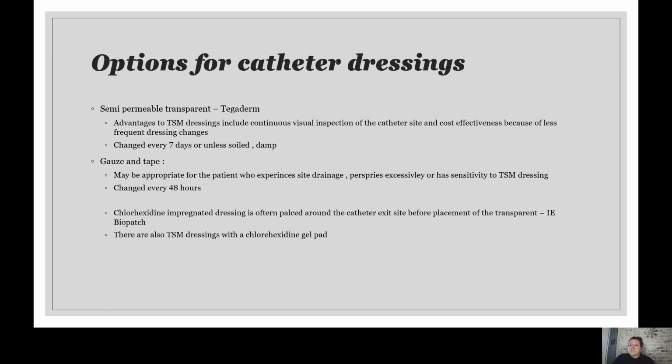If your patient has drainage from the site, gauze and tape, we may put a gauze over that insertion site. However, we cannot leave that on for a week because we can't go for a week without seeing that insertion site. This is not your best. You're going to do what's most appropriate for your patient, but tegaderms are the go-to. Sometimes we put a chlorhexidine impregnated dressing around the catheter insertion site, and that is basically going to kill the bacteria and sit on that site until the next dressing change.